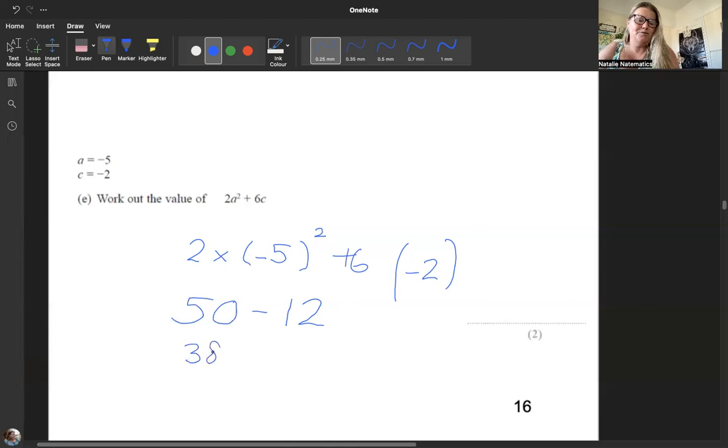And again, I am doing this in my head as we're going along. So we've got -5 times -5 times 2, so it's -5 times -5, which makes it plus 25, times by 2, plus 50. Okay.